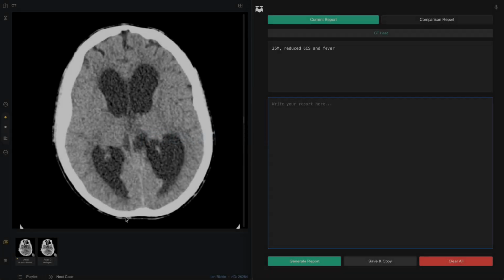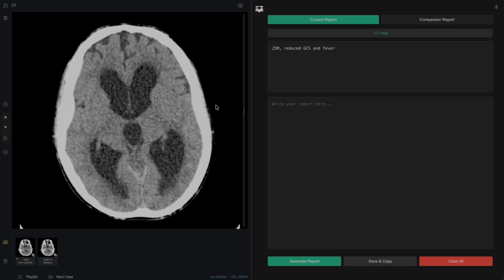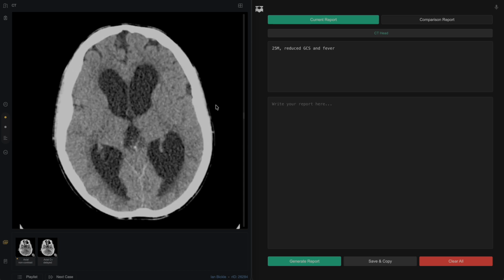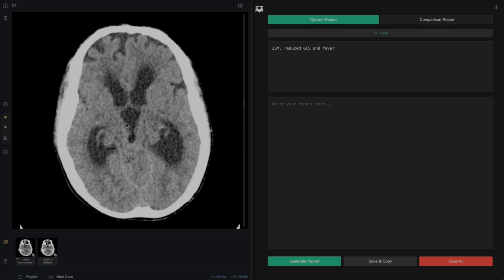This week's case is a CT head with contrast in a 25-year-old male with a history of reduced GCS and fever. As we look at these unenhanced axial slices, the first thing that we might note on the CT head is that there is significant dilatation of the lateral ventricles and of the third ventricle here as well.